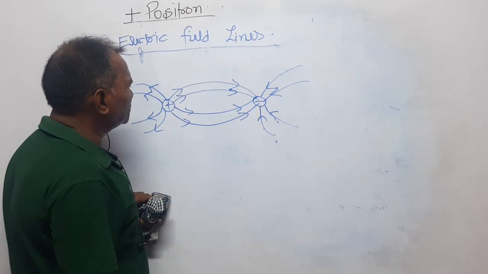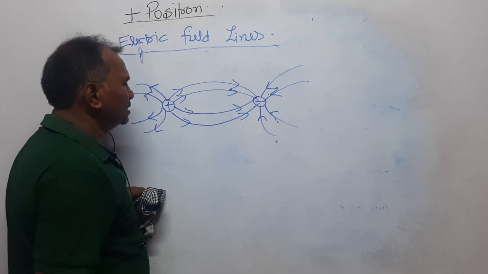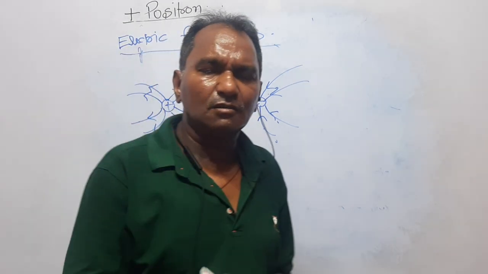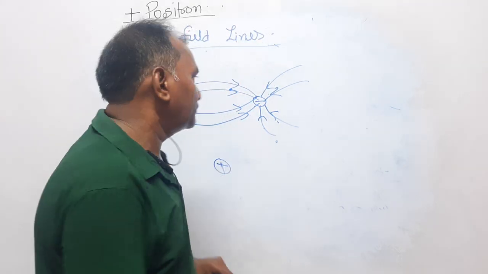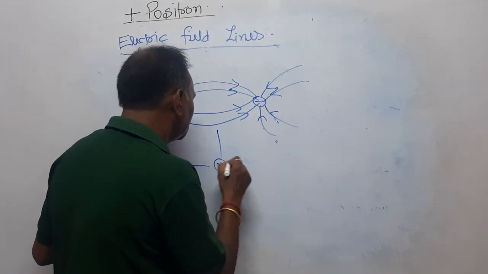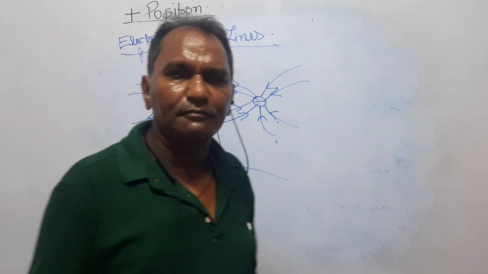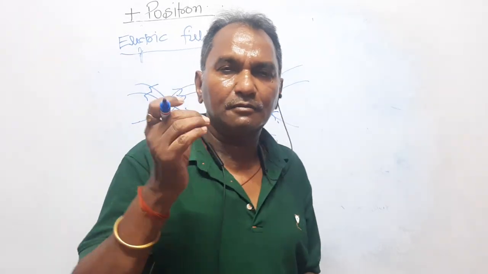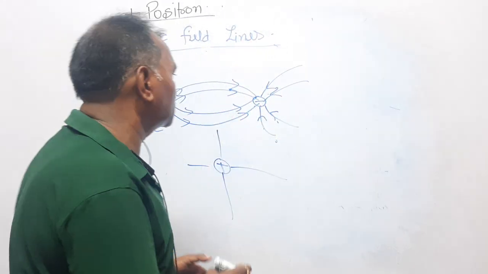Now dear students, you may ask why it is curved. If there were a single isolated positive or negative charge, then the field line would be a straight line. But if you are considering a pair of positive and negative, or positive and positive, or negative and negative, in all those cases you will get a smooth curve.